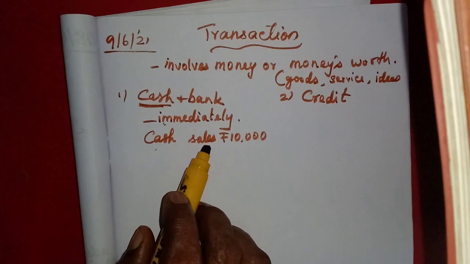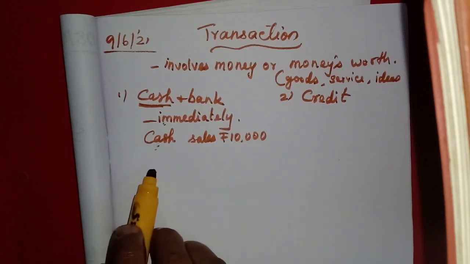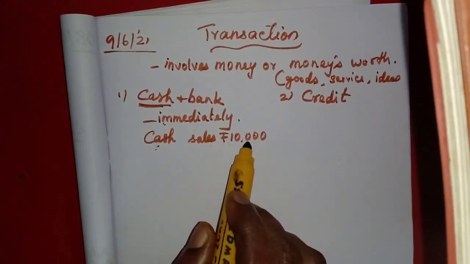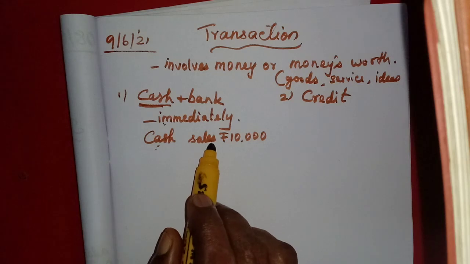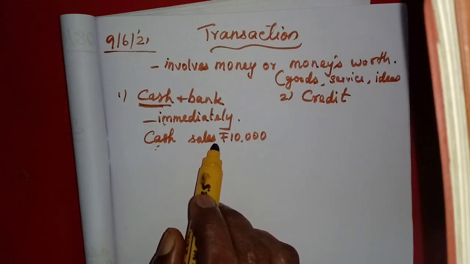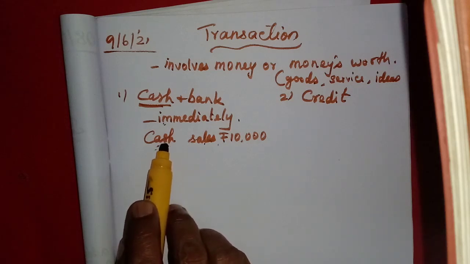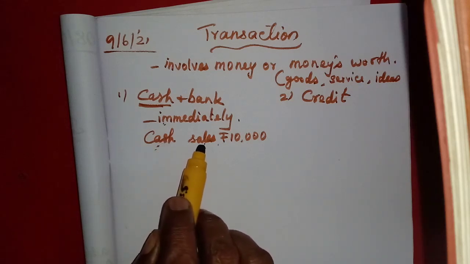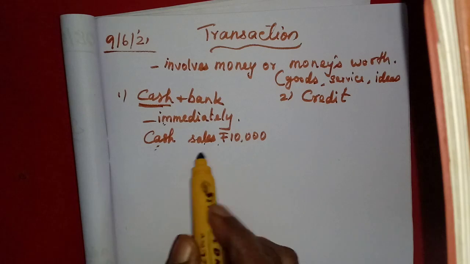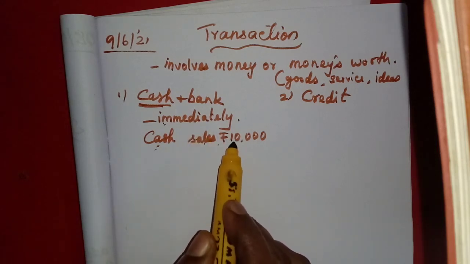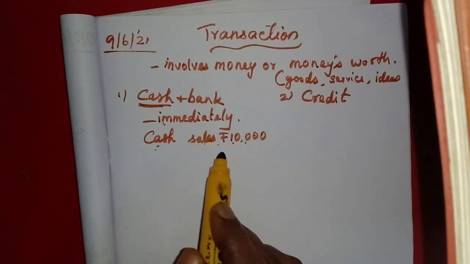For the business, cash is coming inside and goods are going outside. That is an income, so that income will be credited. Cash is coming inside. So cash account debtor to sales account. This is a cash transaction. We receive cash immediately.